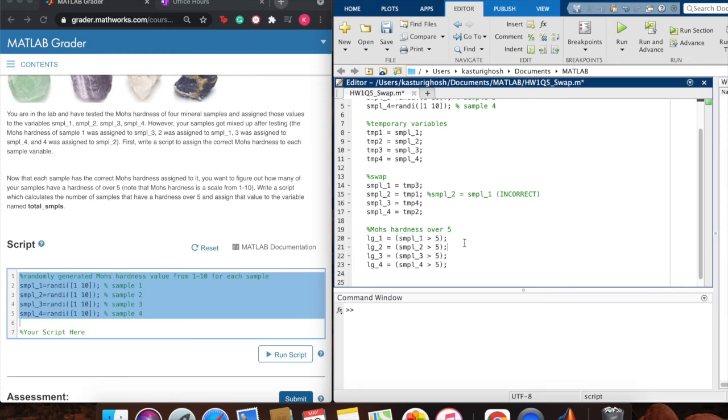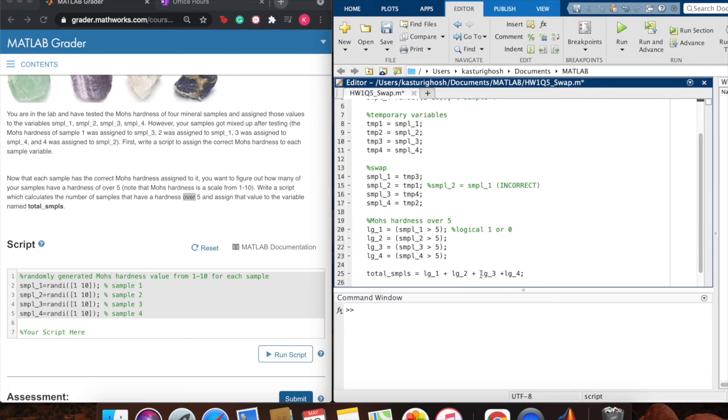than 5 or not, right? And the outputs are logical 1 or 0. How can I use these logical values to determine how many of my samples have hardness over 5? If you remember how typecasting works, if I include a logical value in an arithmetic operation, then MATLAB implicitly converts the logical values into arithmetic numbers. So if I add LG1, LG2, LG3, and LG4, samples with a hardness over 5 would add 1, and if it didn't have a hardness over 5, it would add 0, so nothing would be added, right? So I'm going to write totalSMPLS equals LG1 plus LG2 plus LG3 plus LG4.